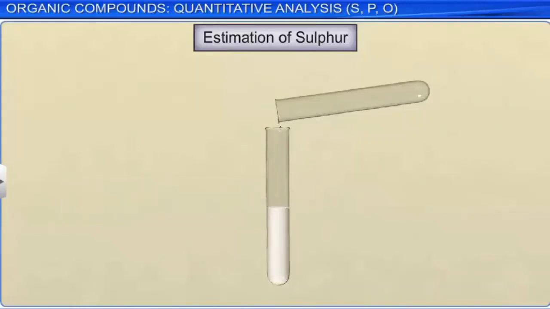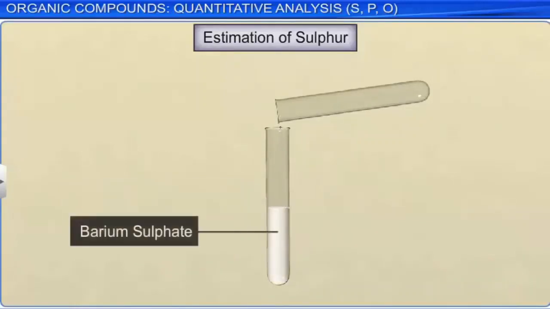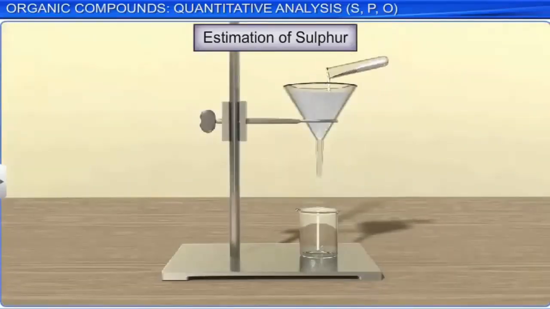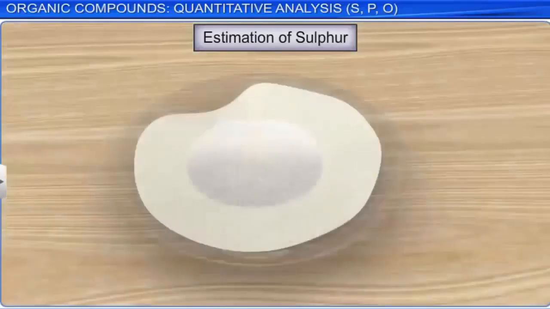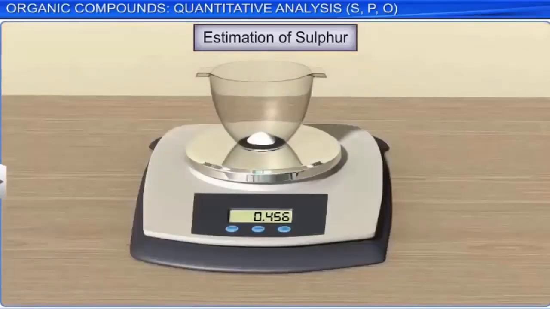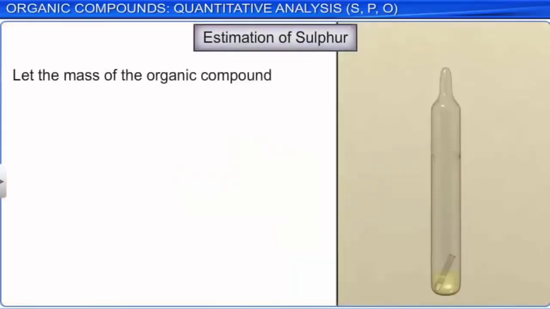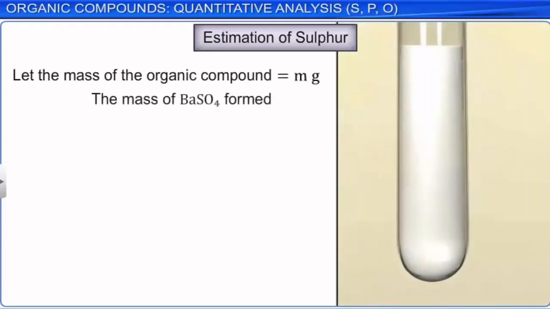It gives a precipitate of barium sulfate. This precipitate is filtered, washed, dried, and then weighed for analysis. The percentage of sulfur can be calculated from the mass of barium sulfate. Let the mass of the organic compound taken be m grams. The mass of barium sulfate formed is m1 grams.